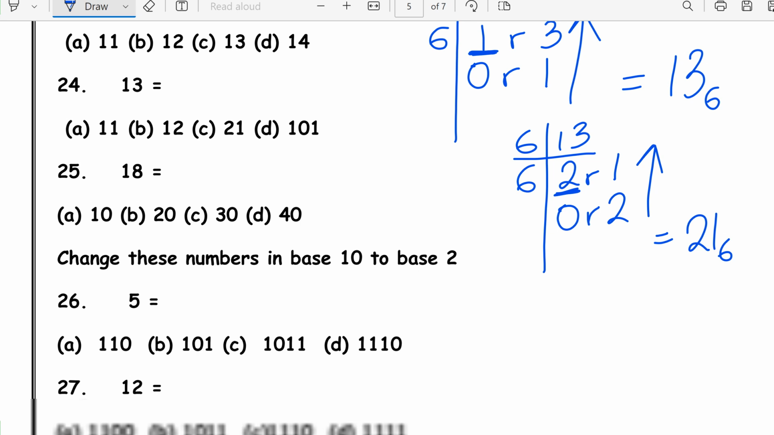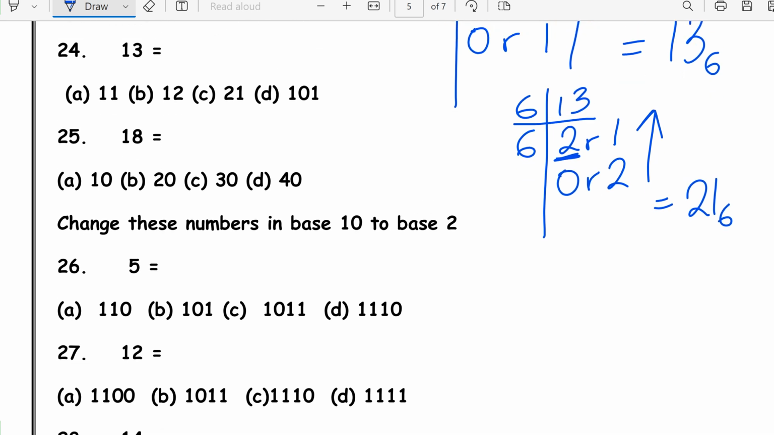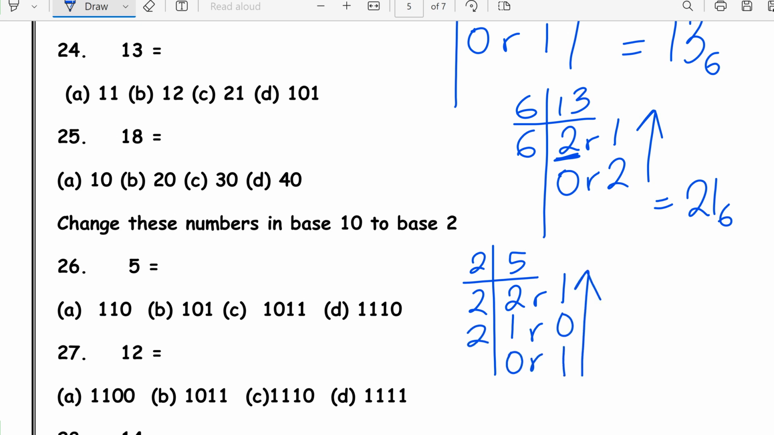So I'll try number 26. Okay, so what do we do? 5 divided by 2, 2 remainder 1. 2 in 2 is 1 remainder 0. 2 in 1 is 0 remainder 1. So you pick it up, it is 101 base 2. And that is your answer. So I'll leave you to do number 27 and the rest that has to do with number bases.